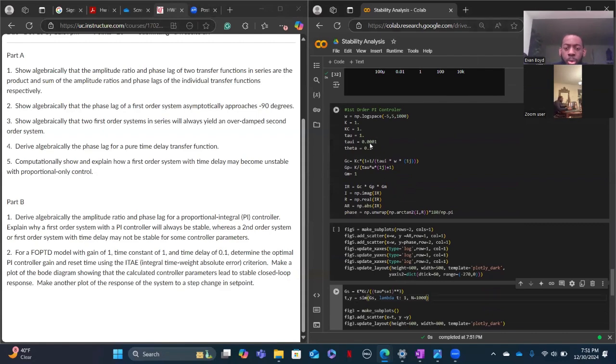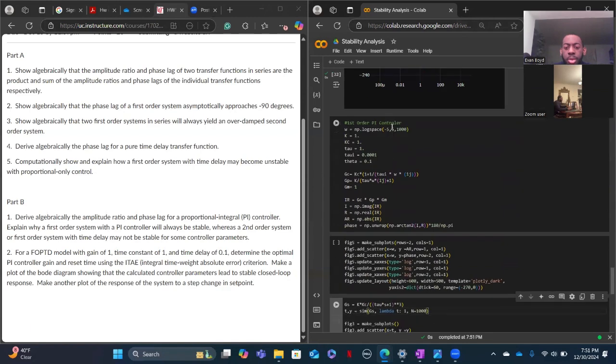We will need to be in the Laplace domain for this. So let's do the FOPPD model. We're not using omega because we will be in the Laplace domain, so we're just using S. And we will not be using KC because we'll be using the equations for KC and tau I. Okay.